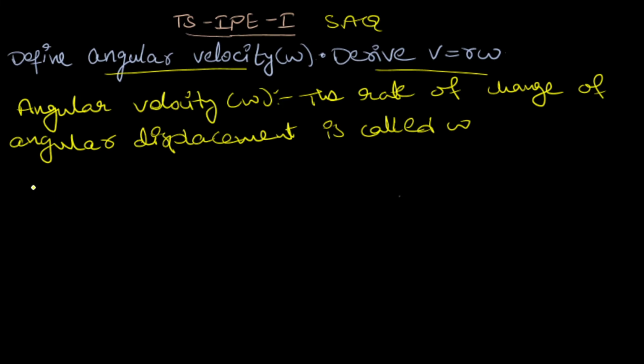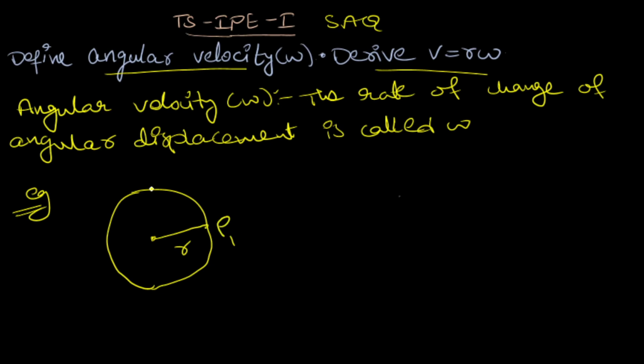For understanding this definition, I am giving you one example. We have a circular path, okay, and the radius of this circle is r. Initially the particle is placed at point P1. After some time dt, this particle is displaced to a distance of d theta. D theta is the angle made by the position vector r with this particle. Okay, and finally the particle is at point P2.